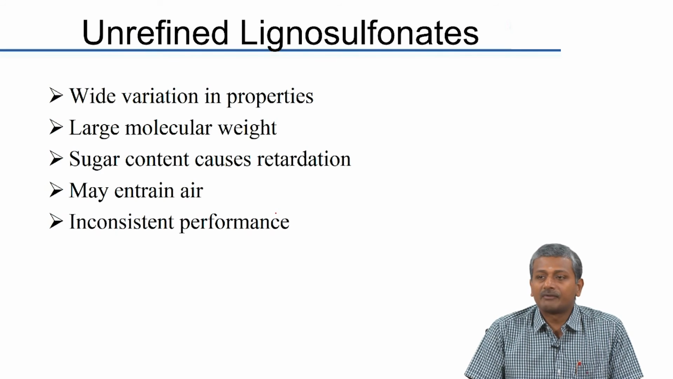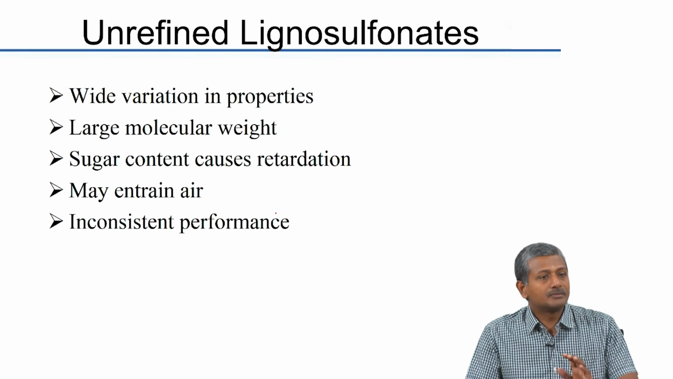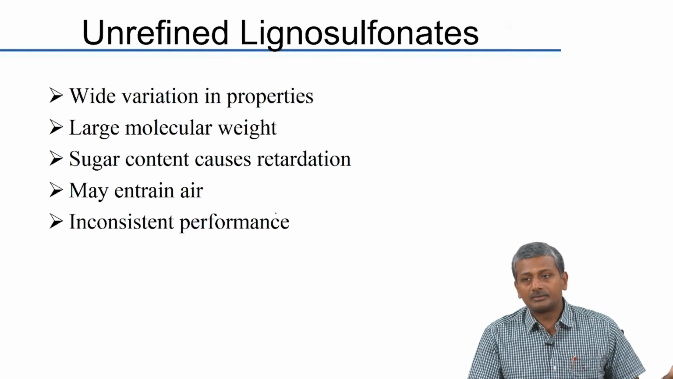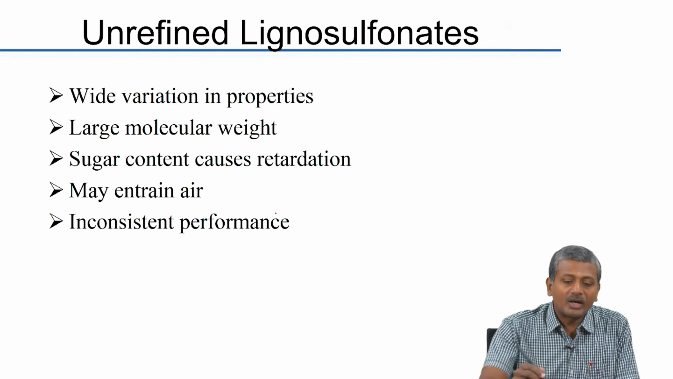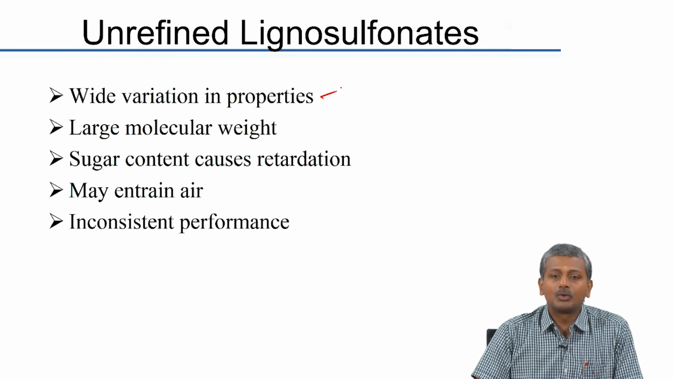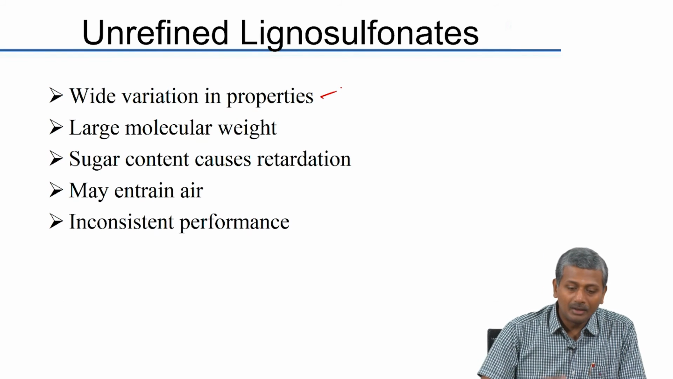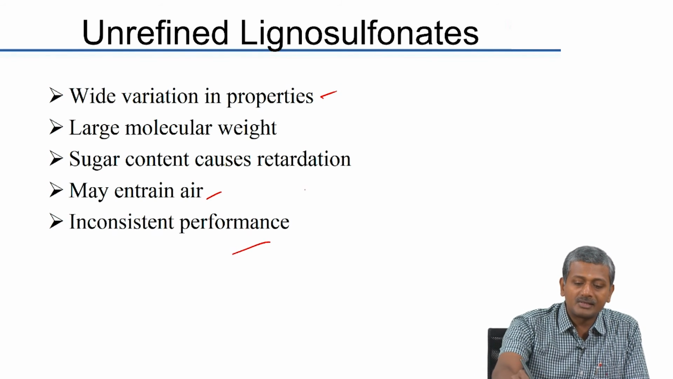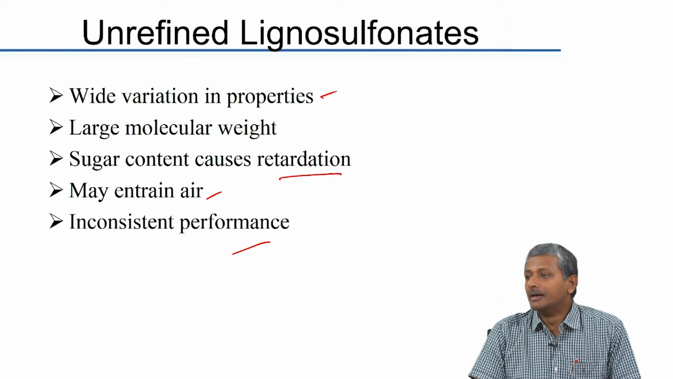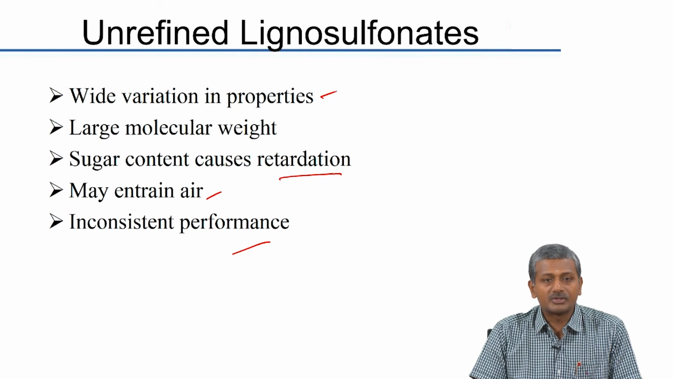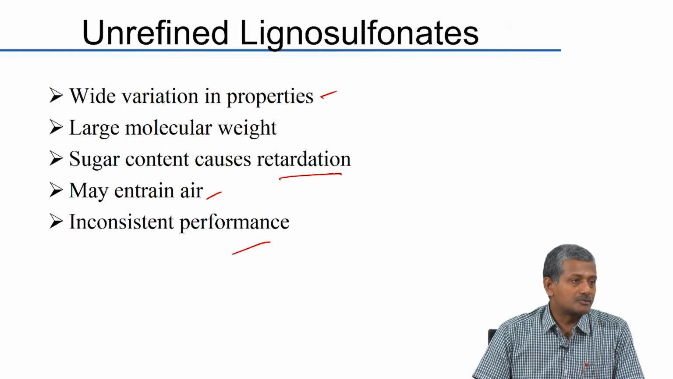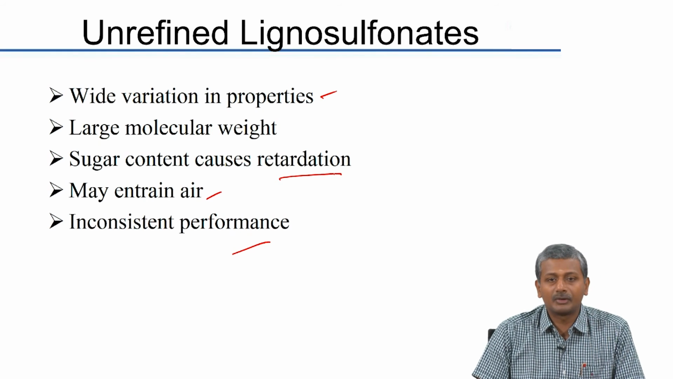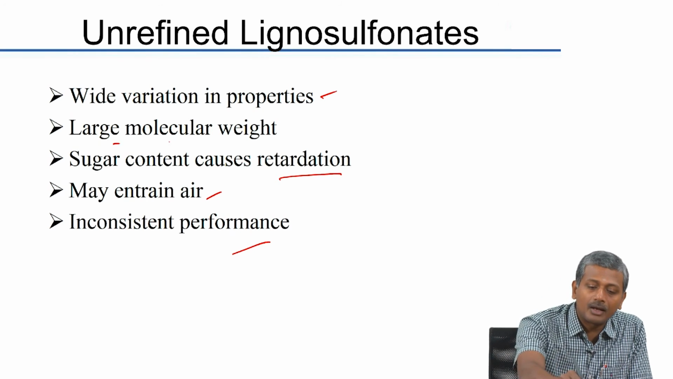So, unrefined lignosulfonates, we know that they are born from the first generation chemicals, and because of that when you use them at high dosages there is a wide variation in properties. You do not get effectiveness all the time. You may entrain air and get inconsistent performance primarily because of retardation that is caused by the high dosages of lignosulfonates because of sugars that are present inside the lignosulfonate. Generally these are large molecular weight.